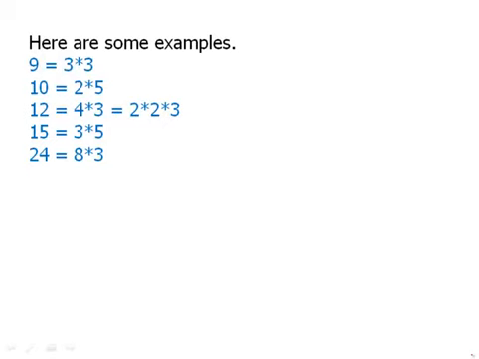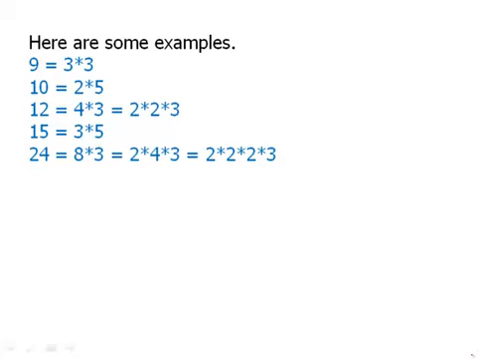24, we could write that as 8 times 3. Well, 8 is not a prime number. We can write the 8 as 2 times 4. 4 is not a prime number. We can write that as 2 times 2. If we had realized that 8 is 2 cubed, we could have skipped directly ahead to say that 8 is 2 times 2 times 2. Well, 2 times 2 times 2 times 3 is the prime factorization of 24.